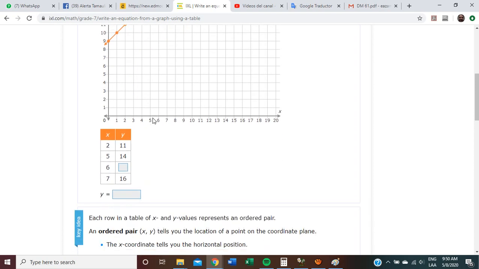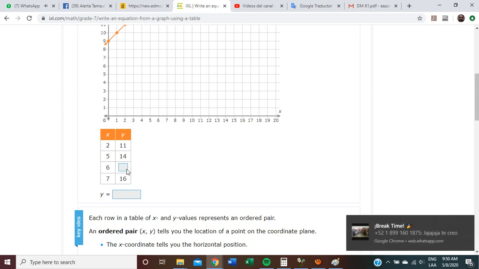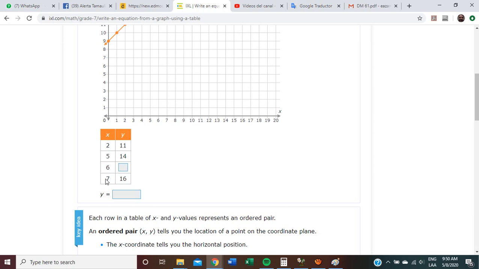Okay, what is the difference between these two numbers? What is the difference between 2 and 11? Right, it is 9. What is the difference between 5 and 14? 9. What is the difference between 6 and 15, the number that we are supposed to write right here? It's 9. What is the difference between 7 and 16? It is also 9. So there is a difference of 9.